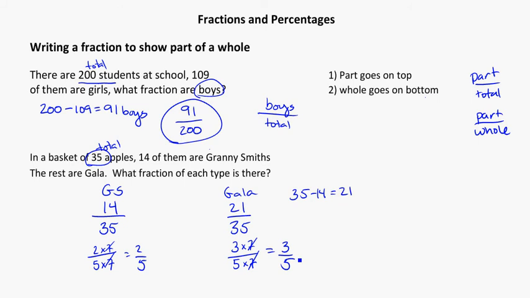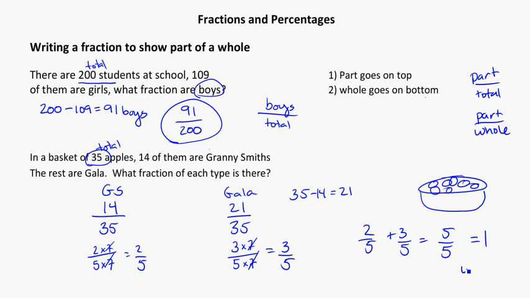And one nice thing to look at here is if you imagine your basket full of apples, if we added together all of the Gala and all of the Granny Smith, we should get 35 back again, or we should get a whole basket in a sense. So if we add the fractions, 2 over 5 plus 3 over 5, we get 5 over 5, which is equal to 1. The whole, we're back to the whole basket. So by combining together the fractions that it's made out of, we get the whole thing back. 2/5 of them are Granny Smith, 3/5 of them are Gala, and together that makes a whole.